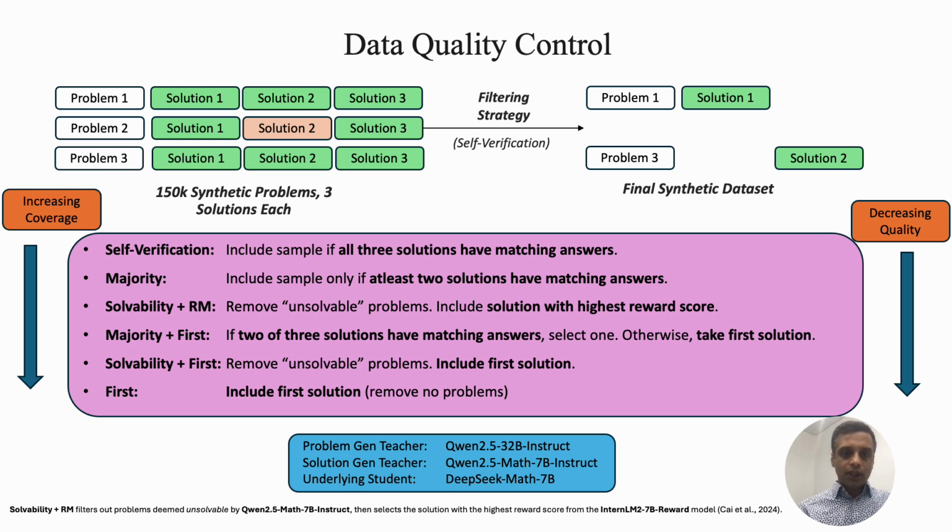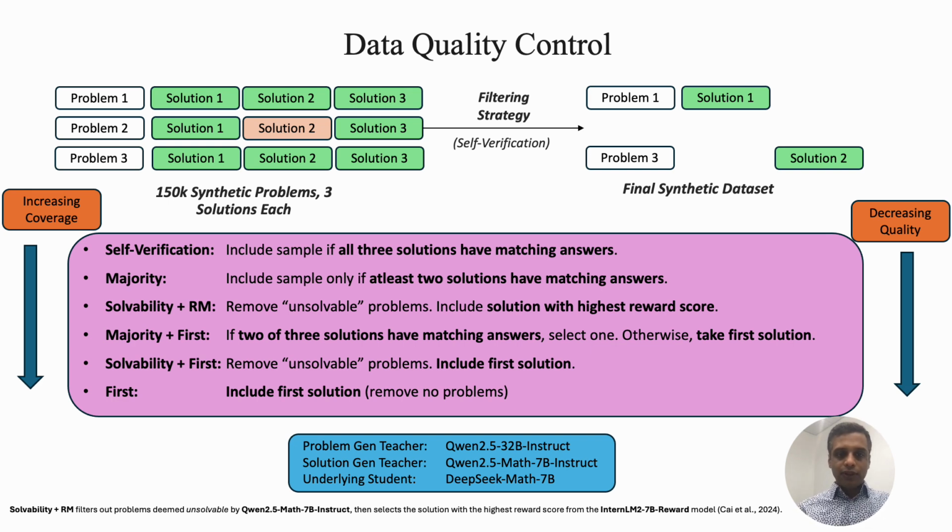For example, in self-verification, we generate three solutions and we keep a problem only if all the three solutions lead to a same matching final answer. So this leads to a reduced coverage. We remove some problems, but whatever problems we keep, they have high chances of being correct solutions, so high accuracy.